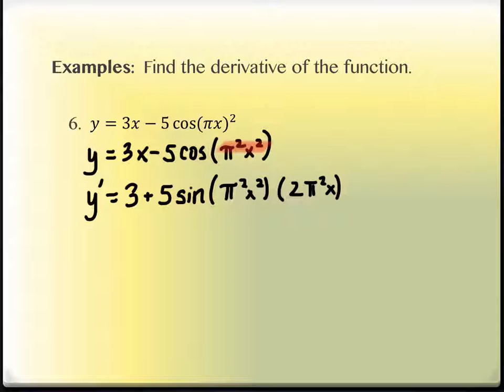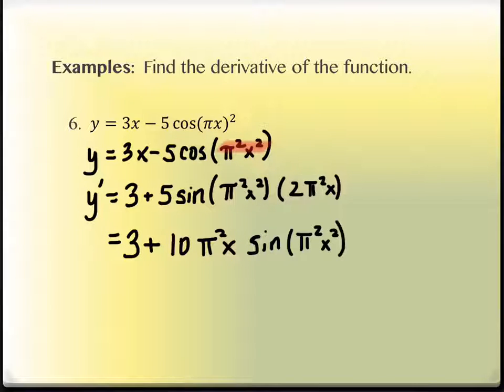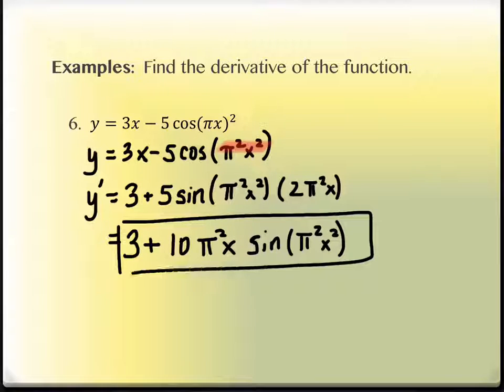All right, so the last thing that we will do is we can rewrite this to combine the 2 pi squared x with the 5 at the beginning. So this is 3 plus, so 5 times 2 would be 10 pi squared x sine of pi squared x squared. That's it. Yep, that's it. And we're going to stop there for today.